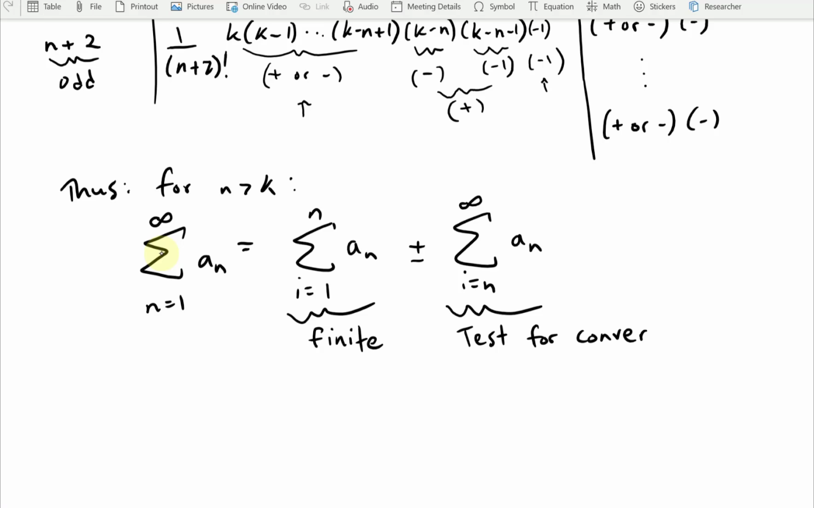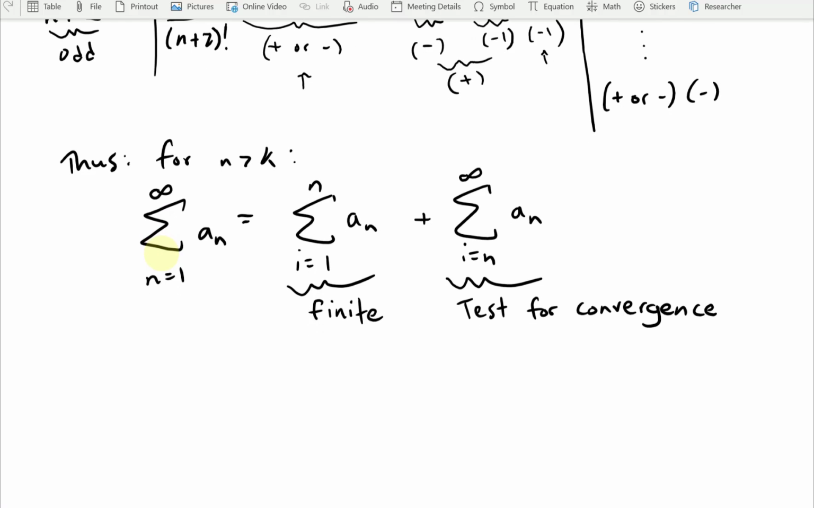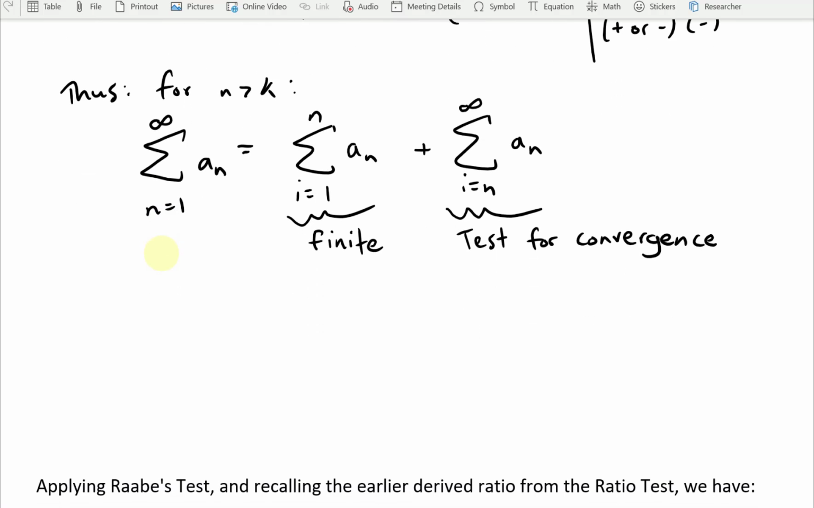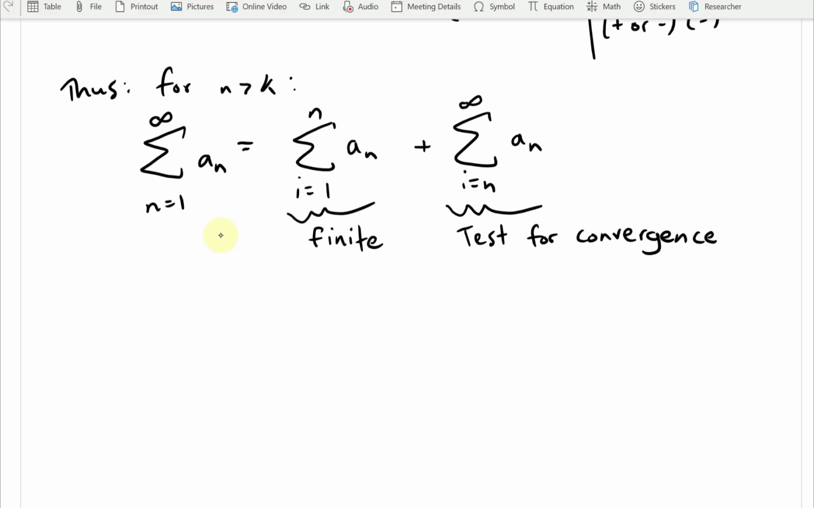Convergence. So yes, it's plus or minus, but let's put a plus, because remember, if it's a minus, then you could just factor it out and put an absolute value sign. And also, if we just write a_n, because remember, it doesn't matter what sign it is.